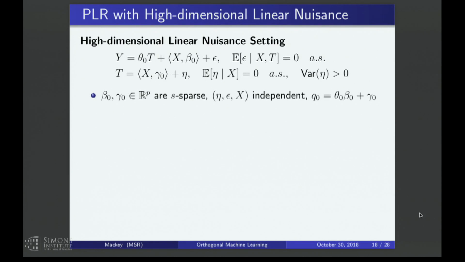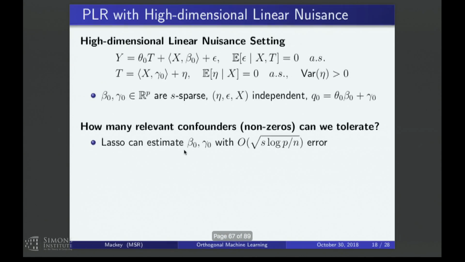Okay, so to demonstrate that, let's specialize this to the setting of high-dimensional linear nuisance. We've been carrying around these nuisance functions, the f's and the g's. I'm going to make them linear functions now, but potentially high-dimensional ones, where I have tons of confounders, and that number can be growing with the number of data points. So now I have the linear function x with parameter beta naught, and linear function x with parameter gamma naught entering into my equations.